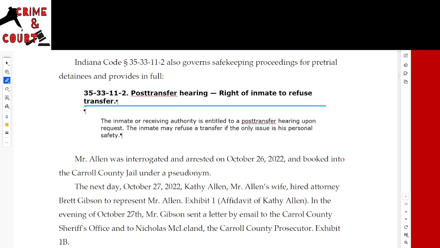So here is the post-transfer hearing right of inmate to refuse transfer. The inmate or receiving authority is entitled to a post-transfer hearing upon request. The inmate may refuse a transfer if the only issue is his personal safety. And that is the only issue that we know of that we are being told as to why he was transferred.